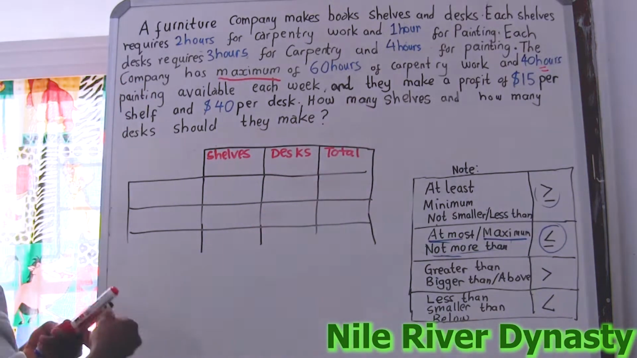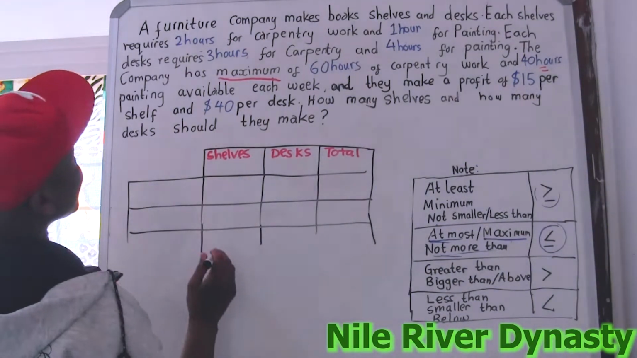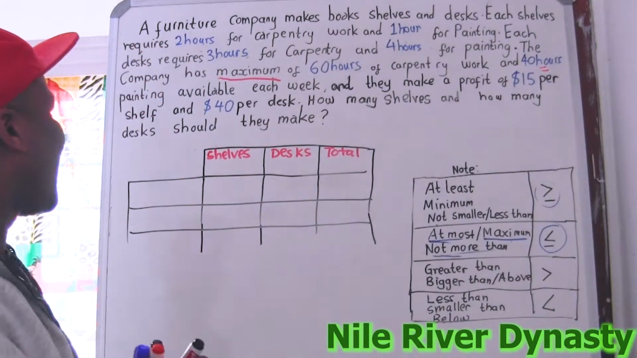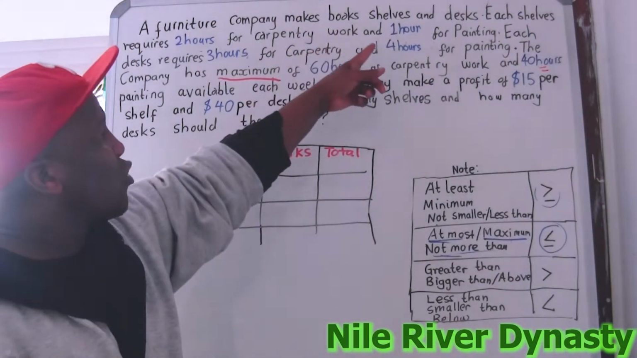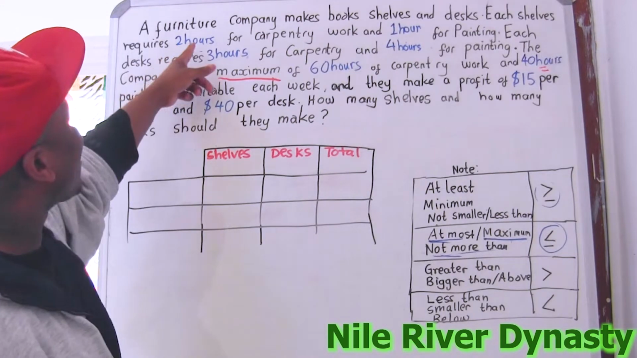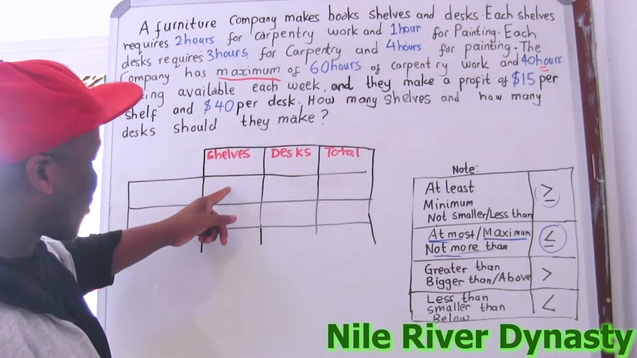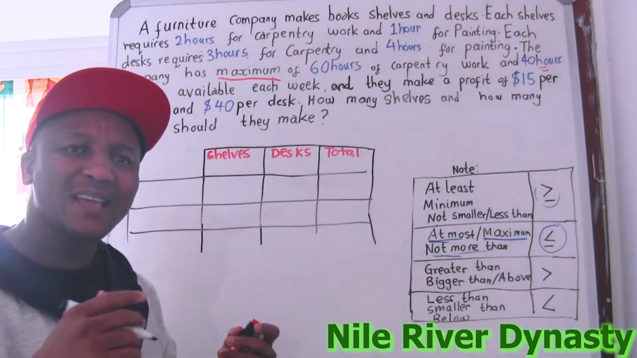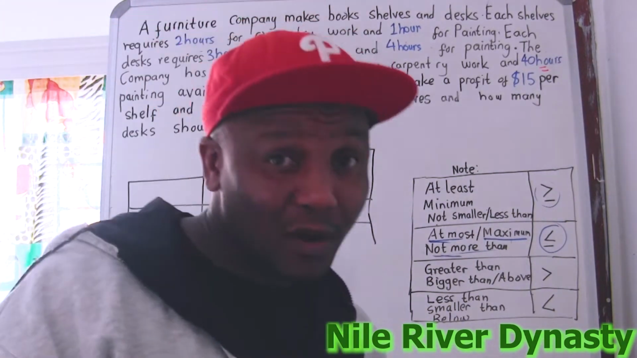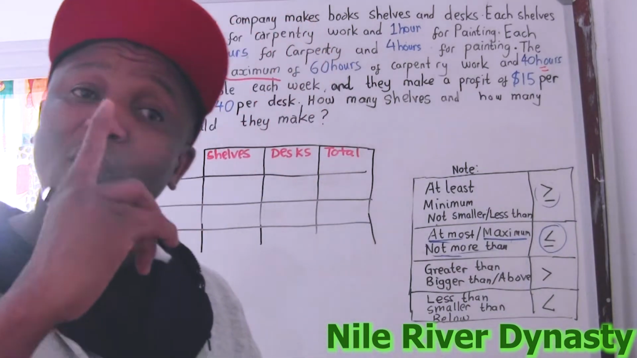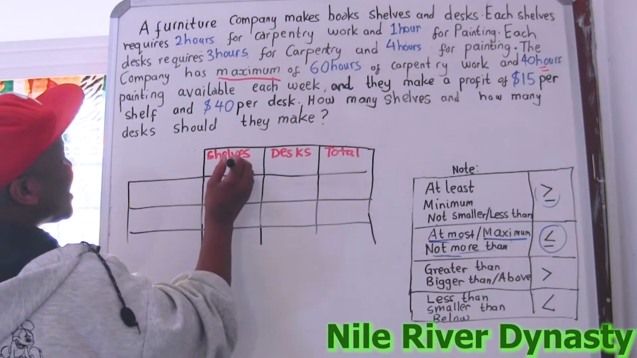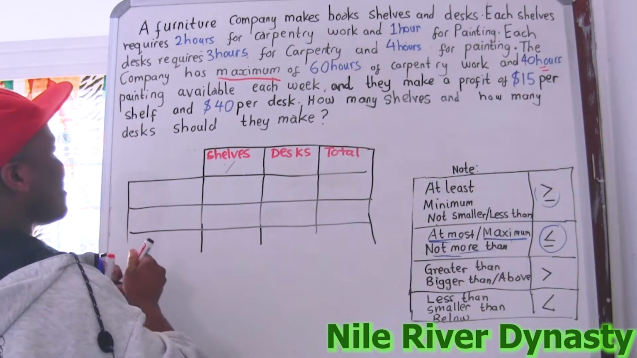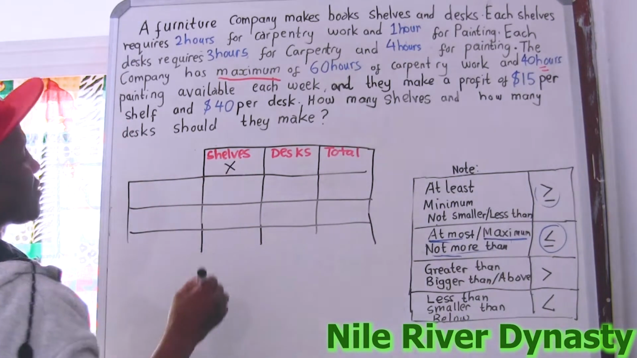Okay, so I'm going to let X represent shelves, but let's read first, because how do I know that? Now let's go. They say make bookshelf and a desk. Each shelf requires 2 hours. But if they make shelves, we don't know how many shelves they're going to make. Each shelf needs 2 hours, so since we don't know how many, let X represent the number of shelves.